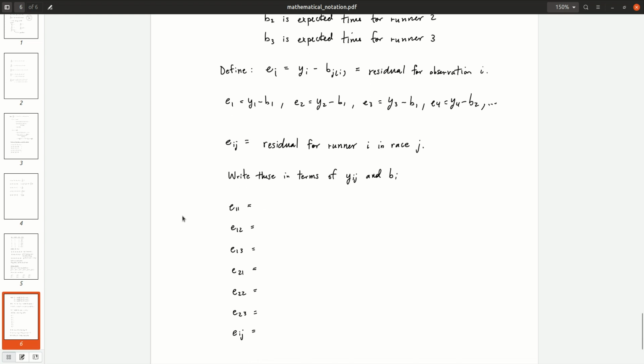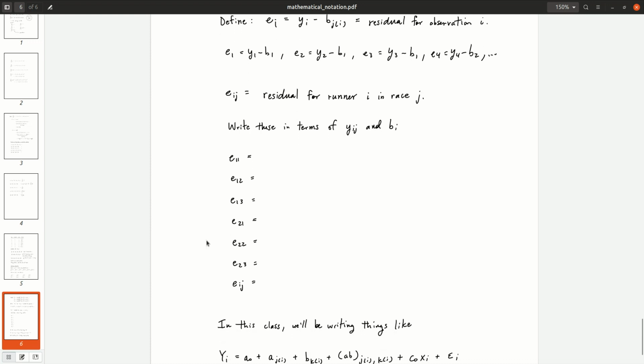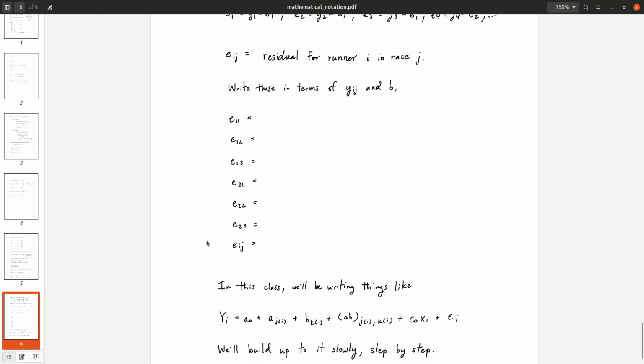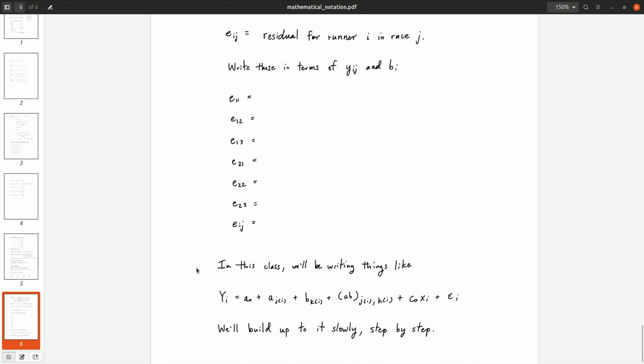Now what I want you to do on your own is to repeat this exercise, but we're going to use this double subscript notation. What this E_ij means is it's the residual for runner i in race j, and I want you to write out each of these in terms of Y_ij and B_i. So B_i is the expected time in a marathon for runner i. I want you to do the same thing as we did up here, but write it out in terms of Y_ij and B_i.